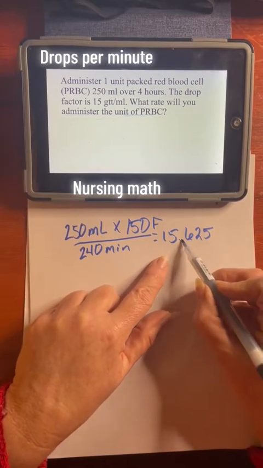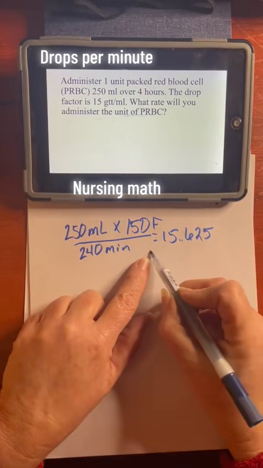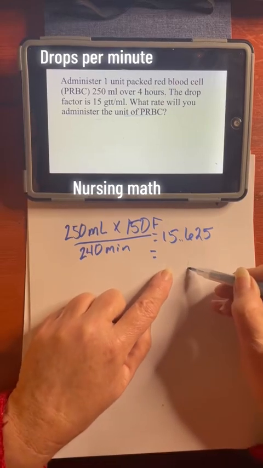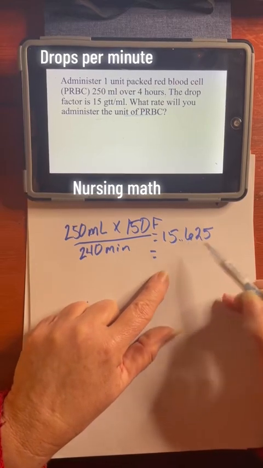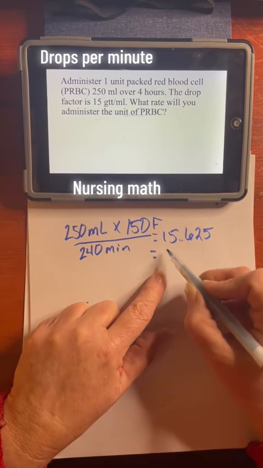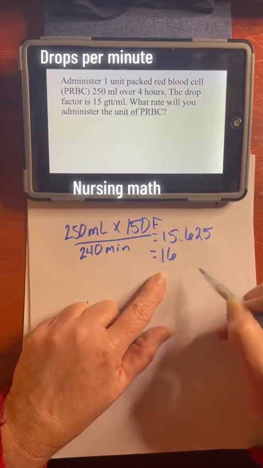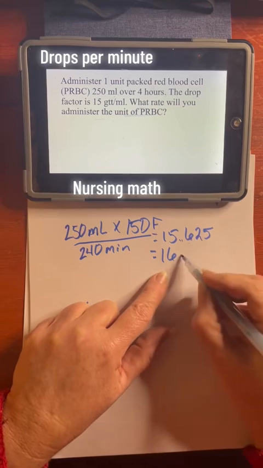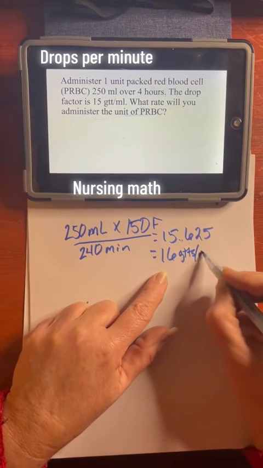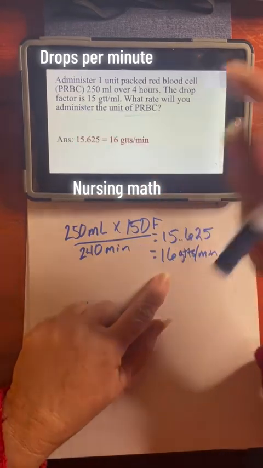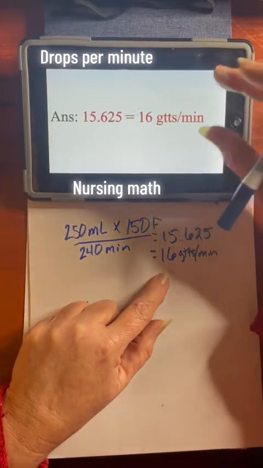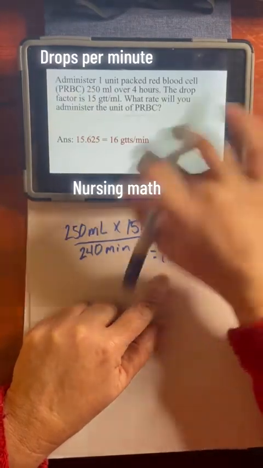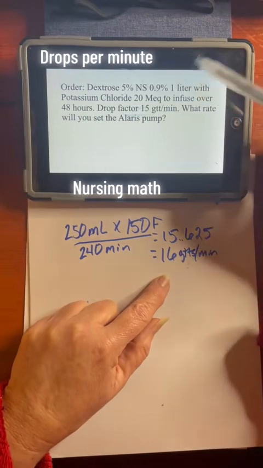And if I had to write this, if it was a written test, I'd write it out so she knows I know how to round, because that 6 is going to make that 5 a 6, because you got to round it to a whole number, because you can't give 0.625 of a drop. We saved them. Okay, all right, look at here.